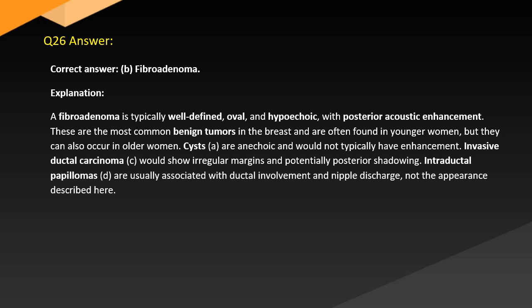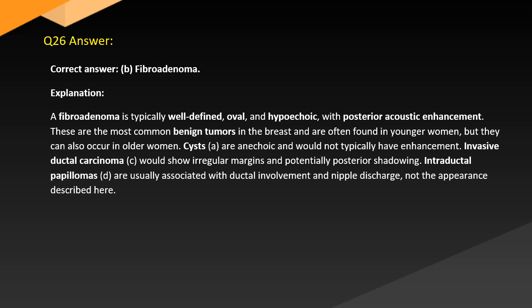Answer. Correct answer B. Fibroadenoma. Explanation. A fibroadenoma is typically well-defined, oval, and hypoechoic with posterior acoustic enhancement. These are the most common benign tumors in the breast and are often found in younger women, but they can also occur in older women.